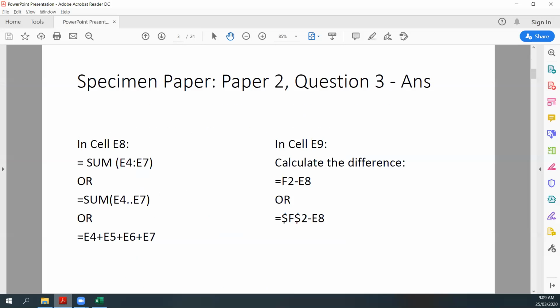All right, so in the next slide now, I'm going to have some of the options, right? So this is the formula we use to calculate the sum, equals SUM(E4:E7). You also could have used this formula, or you could have just added the individual cells. So any one of these would have sufficed. And for E9, you could have calculated the difference using F2 minus E8, or you could have used $F$2 minus E8. Can anyone comment on what the dollar signs in front of the F and the 2 do? What is the name of this functionality, and what does it do? Yes, Raphael, that's absolute referencing. And what it does is if the formula is copied to another cell location, that part of the formula will remain the same.